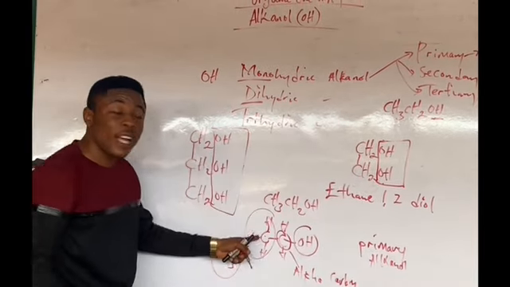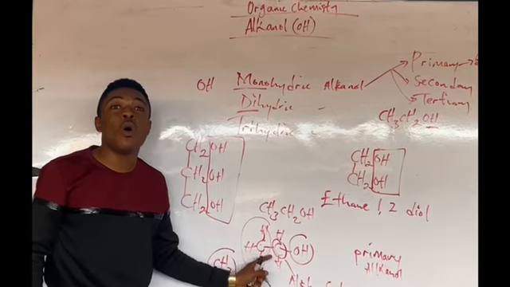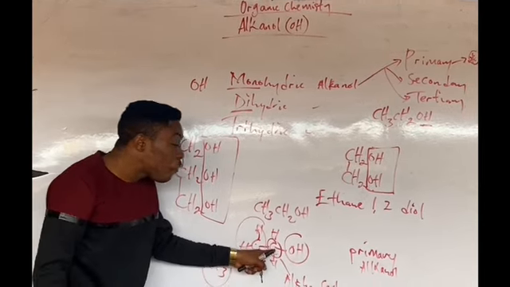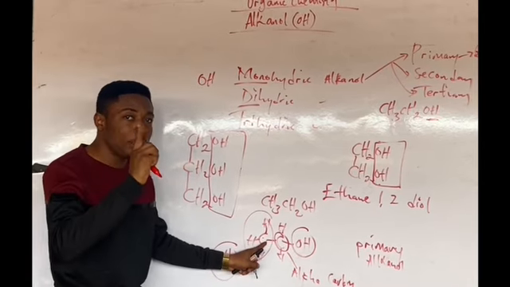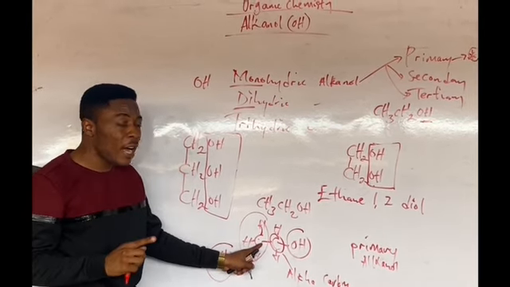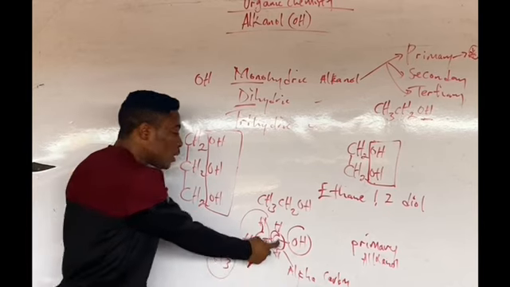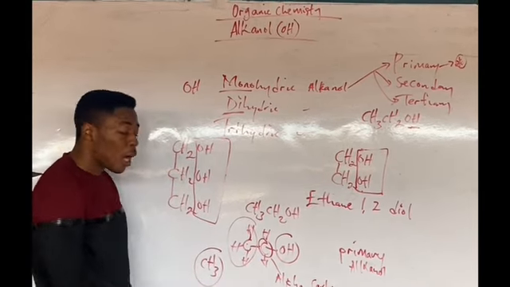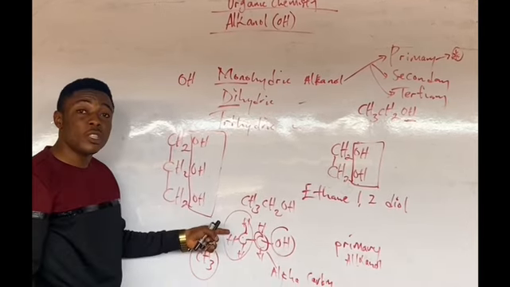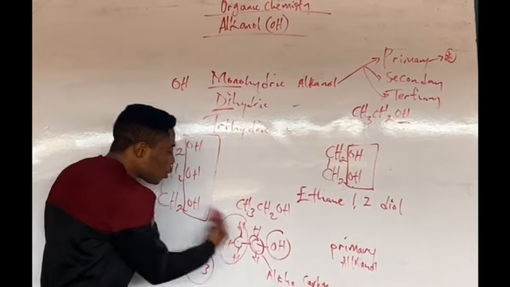Okay, so ethanol is a primary alkanol. Why? Because the alpha carbon has direct link with one methyl group. What is the alpha carbon here again? Where is the alpha carbon? This is the alpha carbon. Where is the functional group? This is the functional group. And where is the methyl group? This is the methyl group.